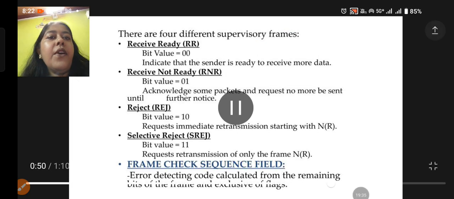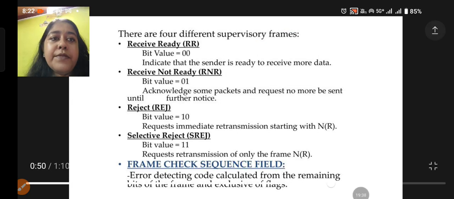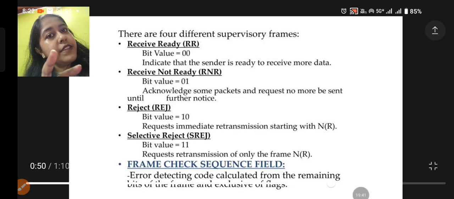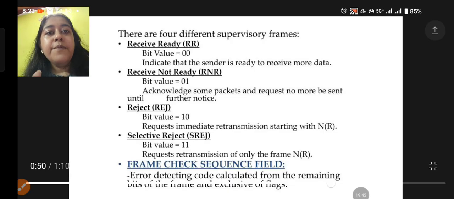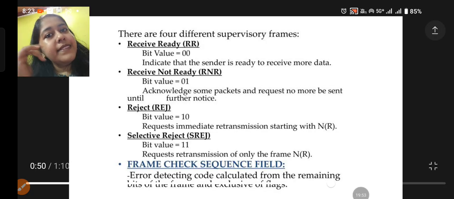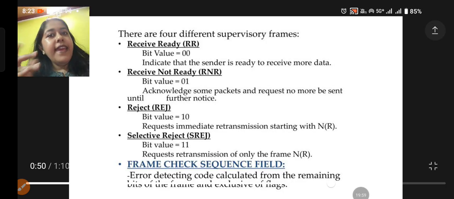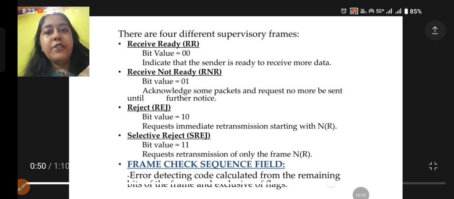Now there are four different types of supervisory frames. First, receive ready, RR, with bit value 00, indicates that the sender is ready to receive more data. When the bit value is 00, it means I can receive more data.